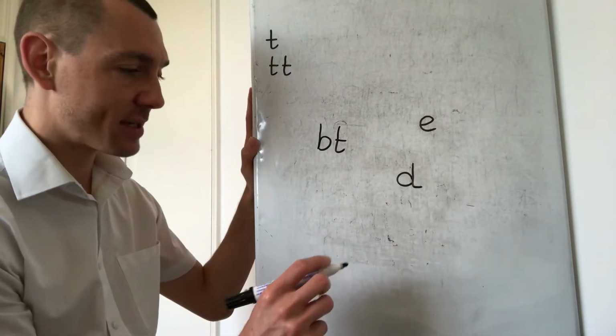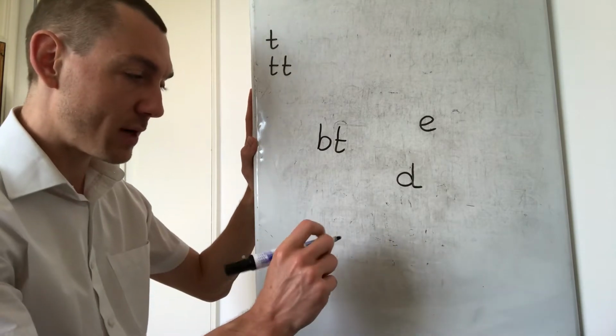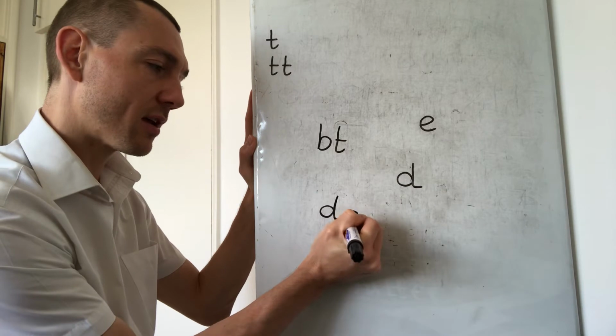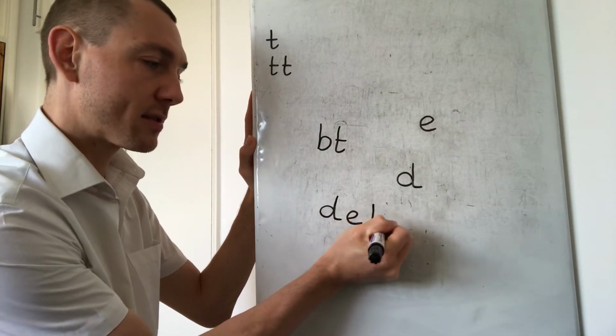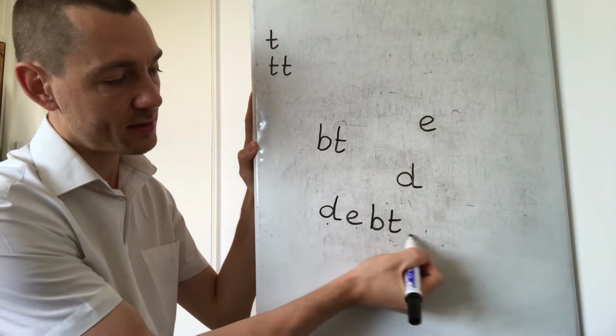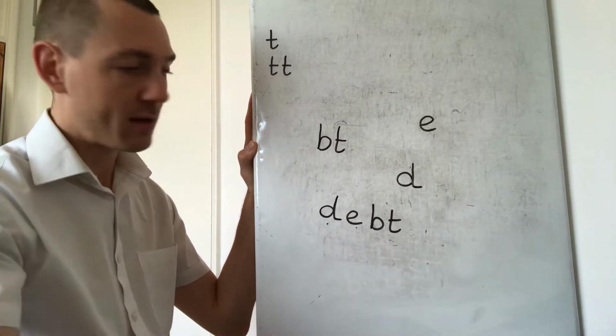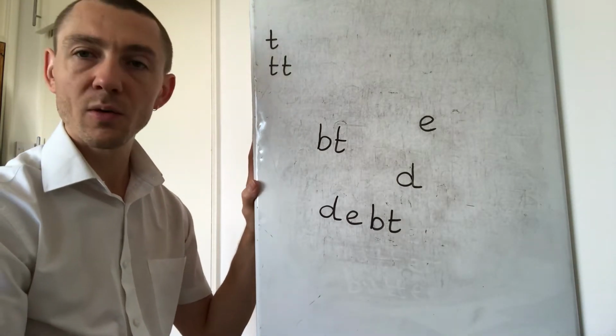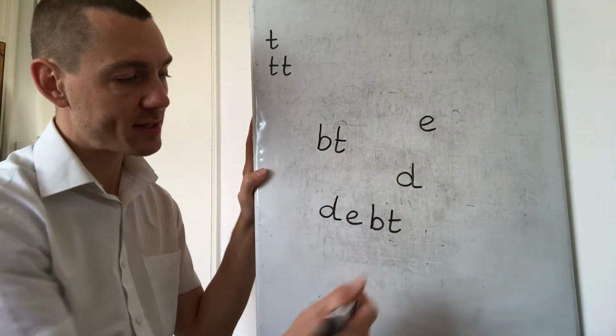Okay, let's come back together. Give yourself more time by pausing if you need. And we say d, e, t, d, e, t, debt. So where is the t spelling in the word debt? We recognised this one yesterday.